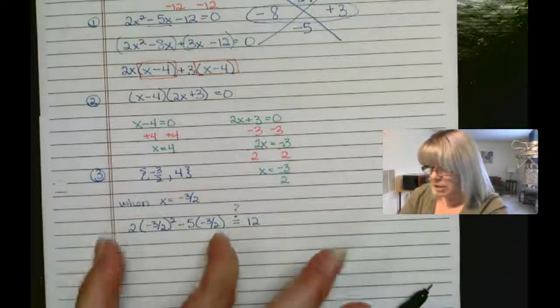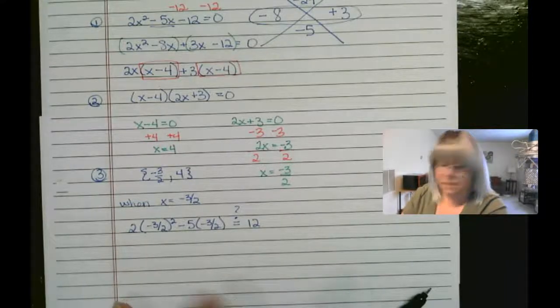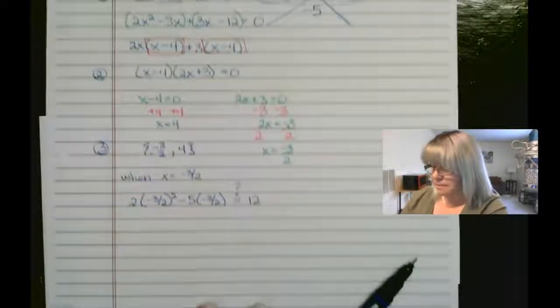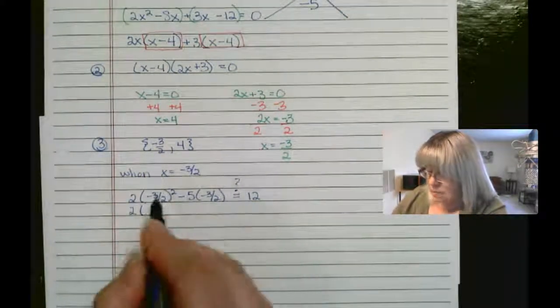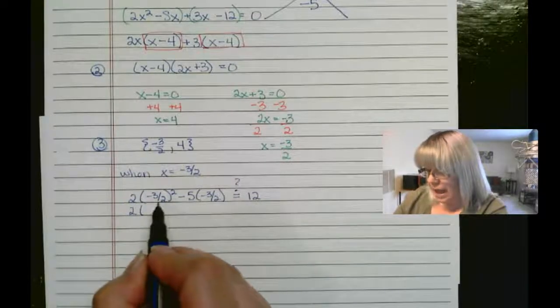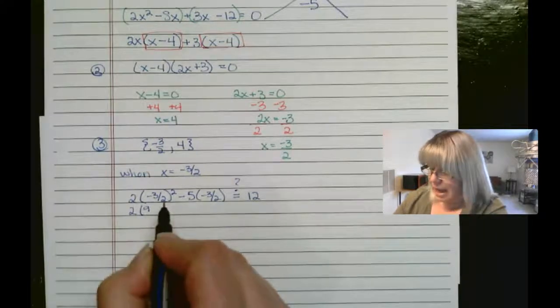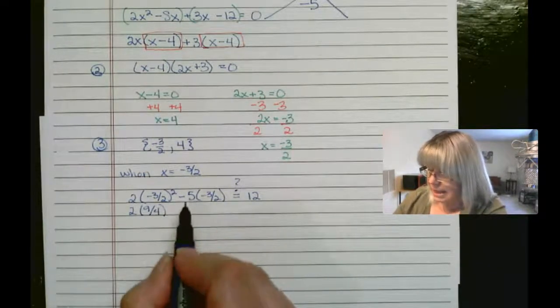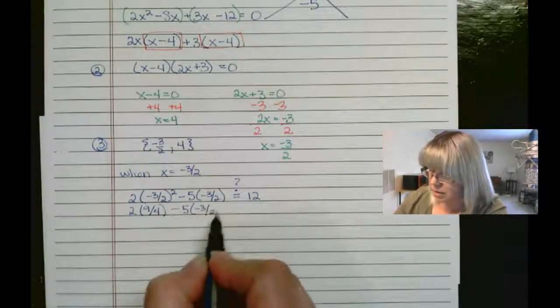So I just want to make sure, does this left-hand side equal 12? If it does equal 12, we found one of our solutions. Okay. 2 times, well, negative 3/2 squared is negative 3 times negative 3 is 9, and 2 times 2 is 4. And I'm going to go ahead and write out the rest of the problem here.